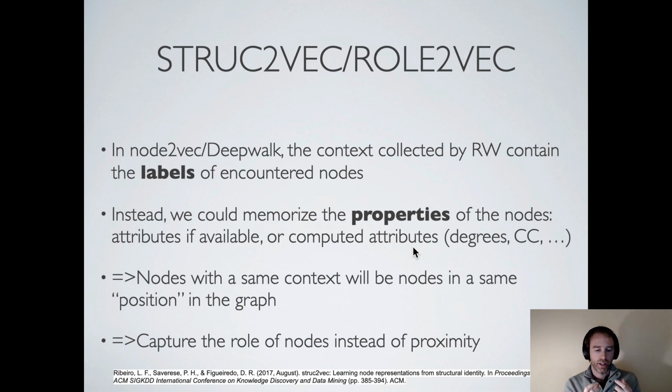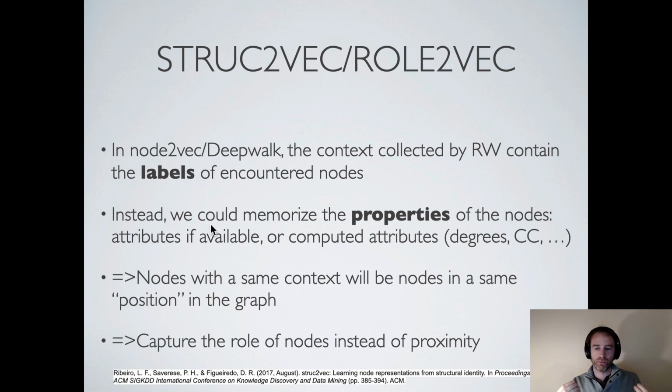And so when we compare nodes, two nodes that will be considered similar will be nodes with the same context. And so nodes with the same context will be nodes with the same kind of nodes around them. So we don't care anymore about having the same nodes around. So two nodes that are similar do not have the same nodes in common in their neighborhoods, in their context, but they have the same types of nodes encountered in the same type of way with the same frequency around them.